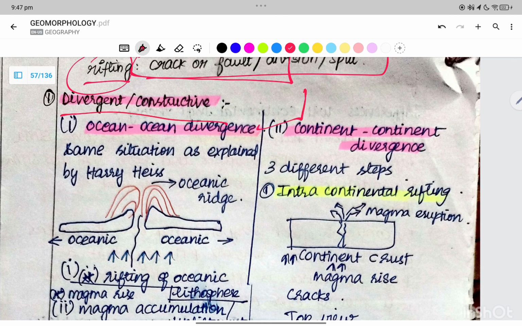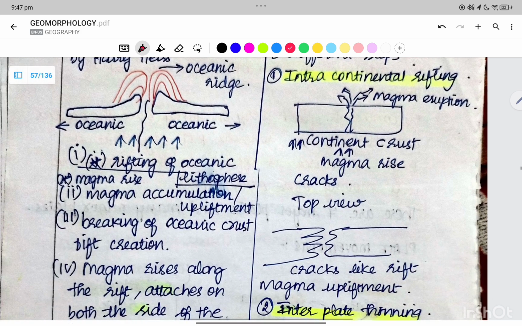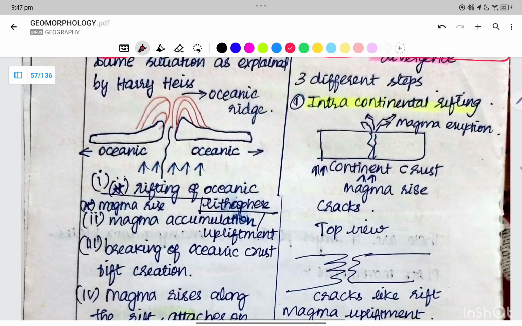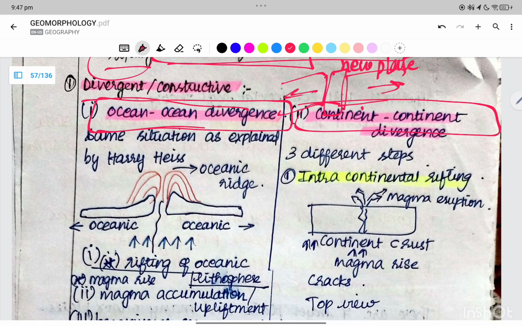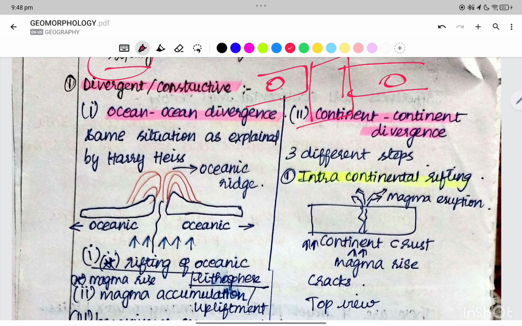Constructive means the plates are moving apart, so a new plate is being created. Ocean-ocean convergence, continent-continent convergence, and then we also have continent-ocean convergence, right? Let's see, when an ocean and an ocean are going to, sorry, divergence, these are divergence. Ocean and ocean are going to diverge, moving separate. In between, we'll be having the rise of the magma.